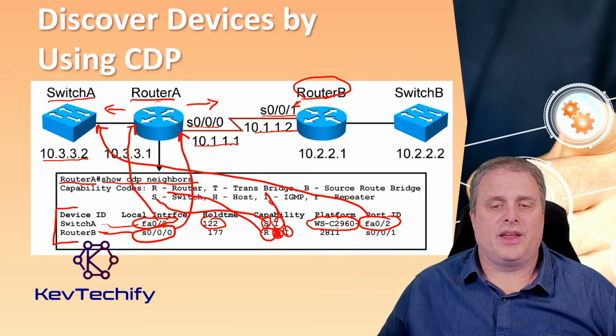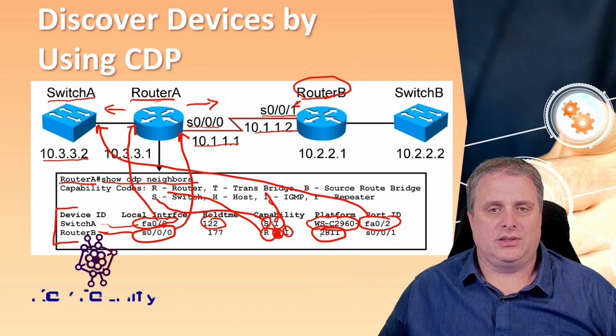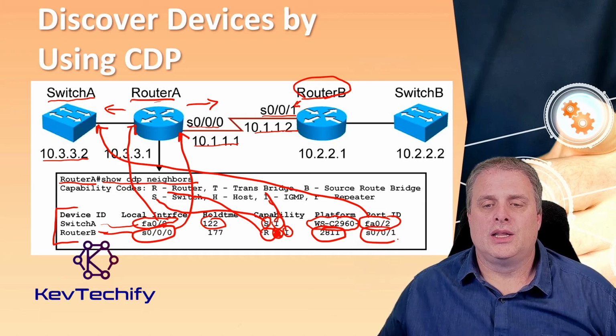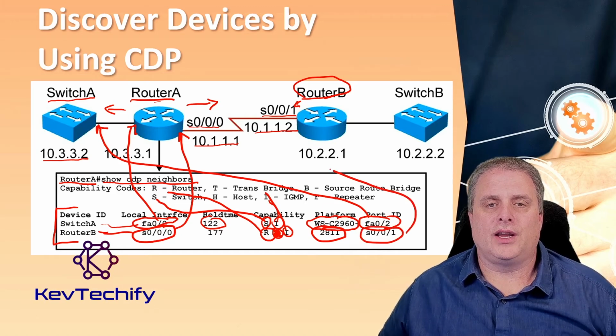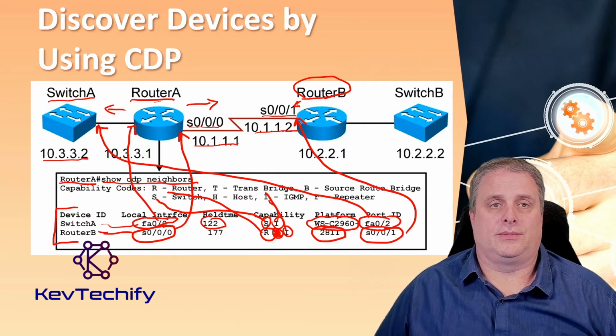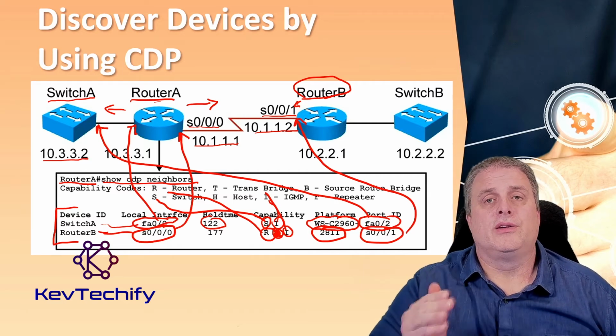The model of that far device is a 2811. That's a router. And then we are connected into the serial 0/0/1 interface. And once again, that is the interface right there. All that information from CDP.